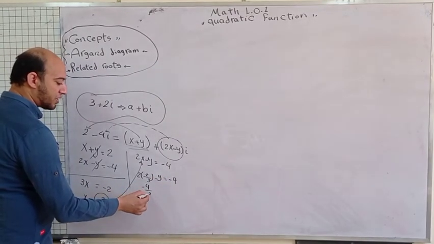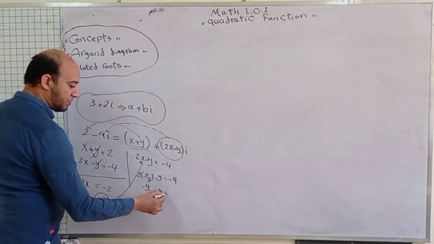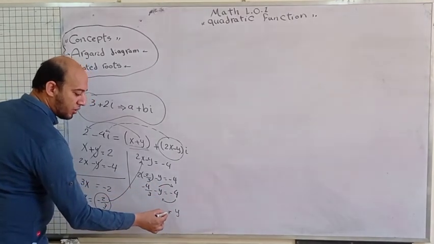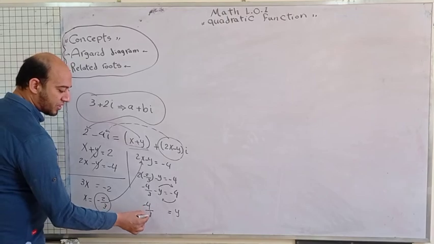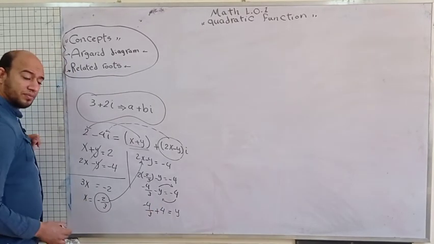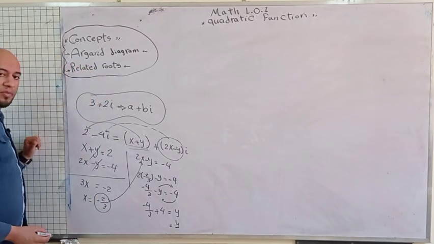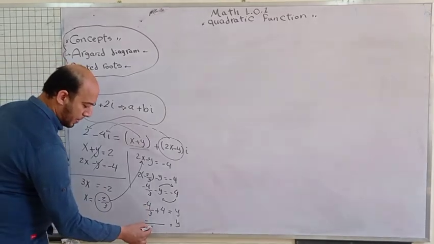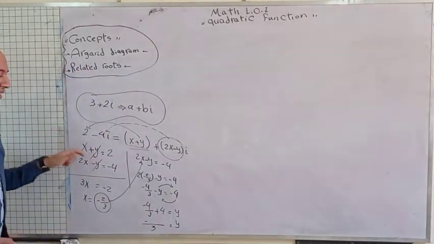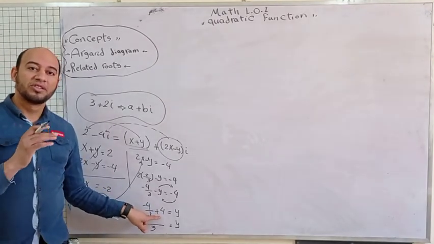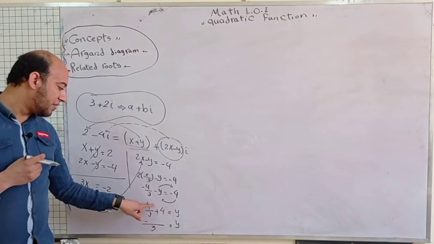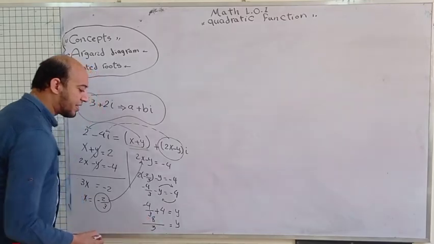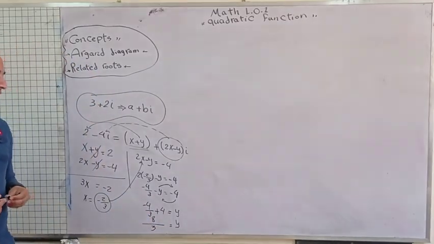Then minus 4 over 3 minus y equal minus 4. Then y will be equal minus 4 over 3 plus 4. Then y will be equal minus, we will make the denominator equal 3. This number 4 will be 12 over 3. 12 minus 4 equal 8. Then the value of y equal 8 over 3.